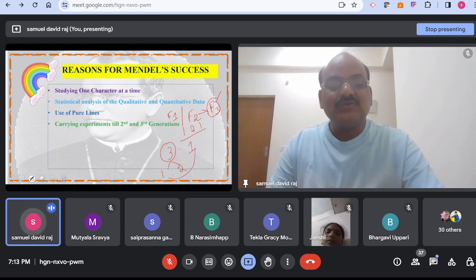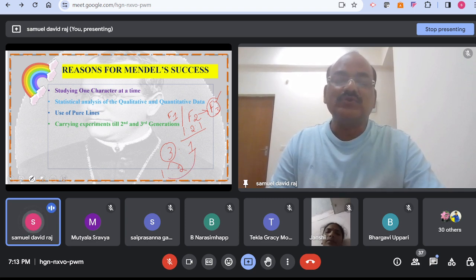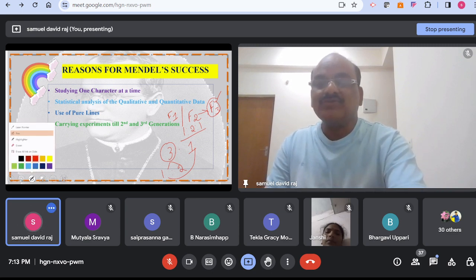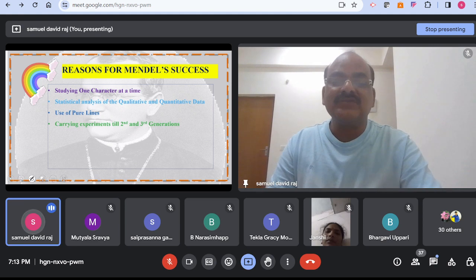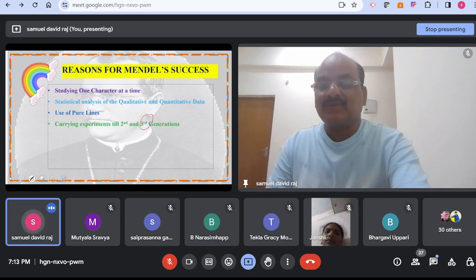So based on this, he could arrive at the 1 is to 2 is to 1, which is called the genotypic ratio. So the genotypic ratio of the F2 individuals is known only because he carried his experiments till the third generation. Okay.